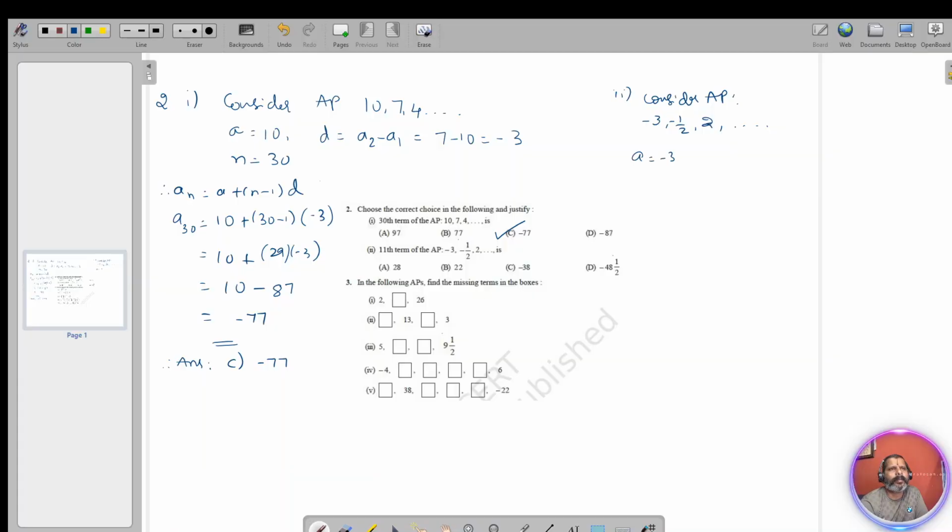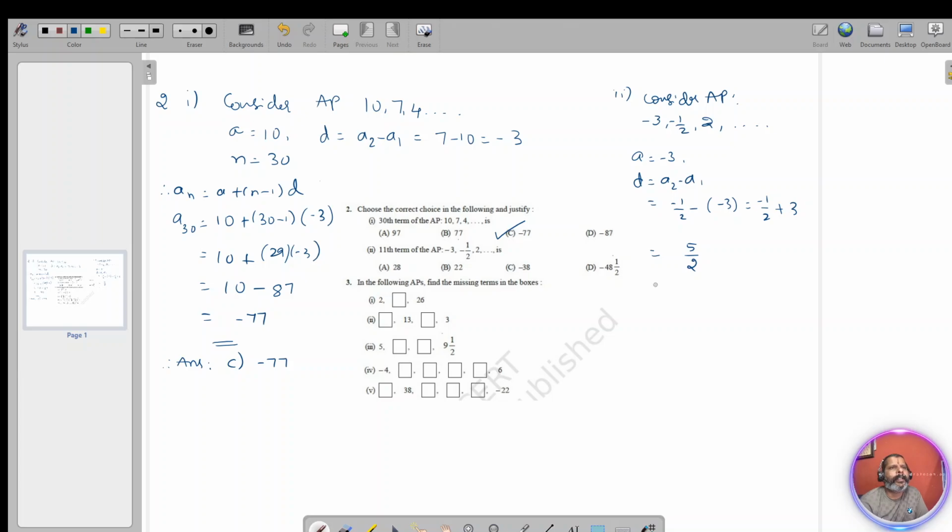Here a is minus 3, that's the first term. d is equal to second term minus first term. What is the second term? Minus 1 by 2 minus of minus 3, that is minus 1 by 2 plus 3. If you take the LCM, it is 2. Minus 1 plus 6, 5 by 2. You should know fraction addition and subtraction quickly.